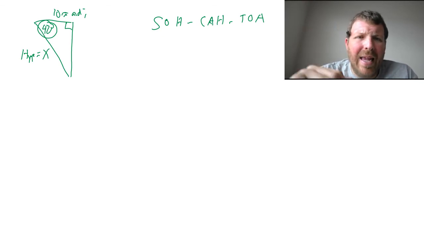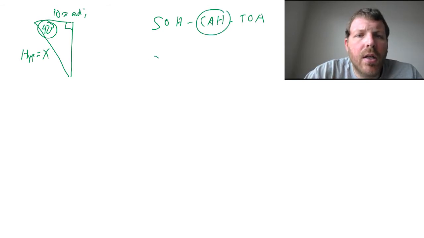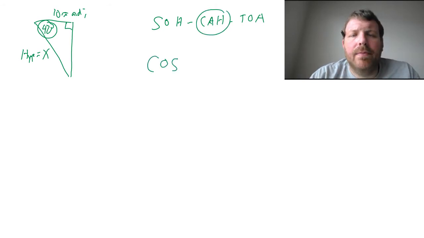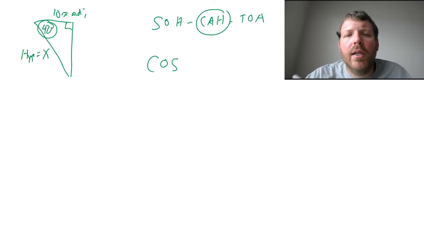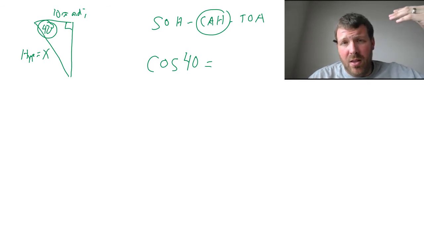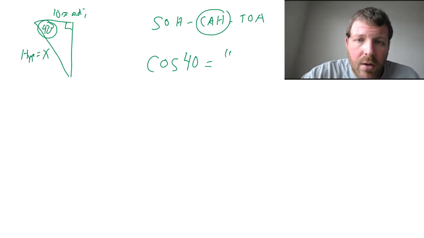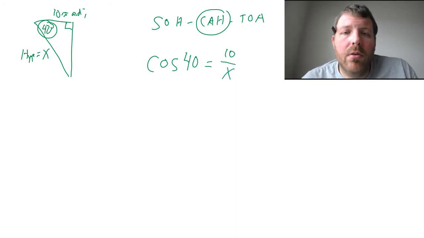So which one has A and H in it? Well, it's not sine, it's not tangent, it's the cosine. So I'm going to use the cosine. And the cosine always has an angle beside it, which is 40, is equal to the adjacent over the hypotenuse. In our case, it's going to be 10 over x, because we're looking for the hypotenuse.